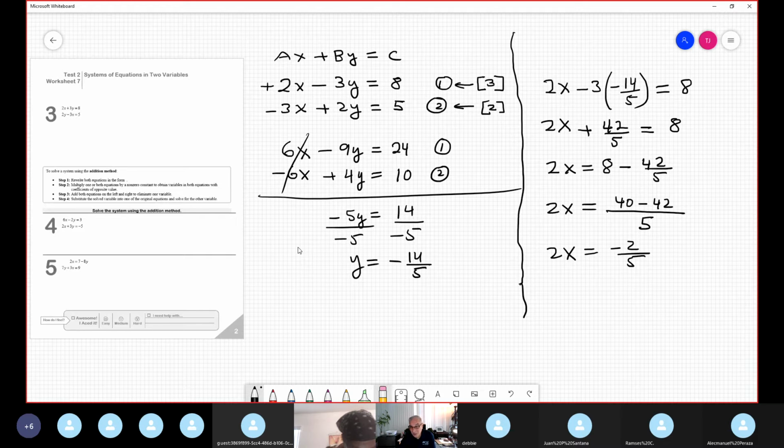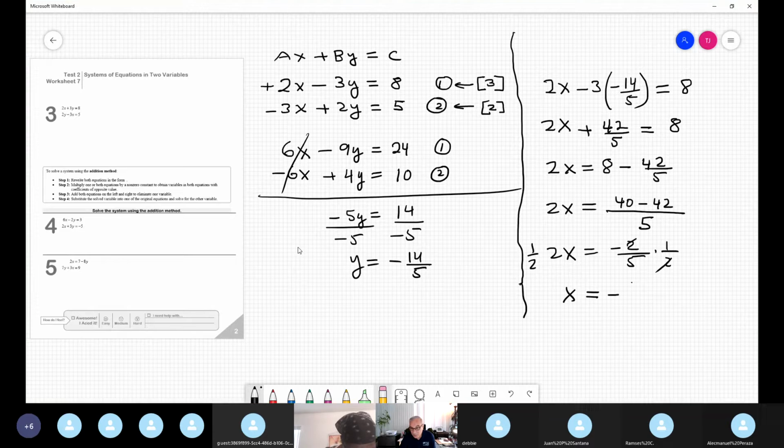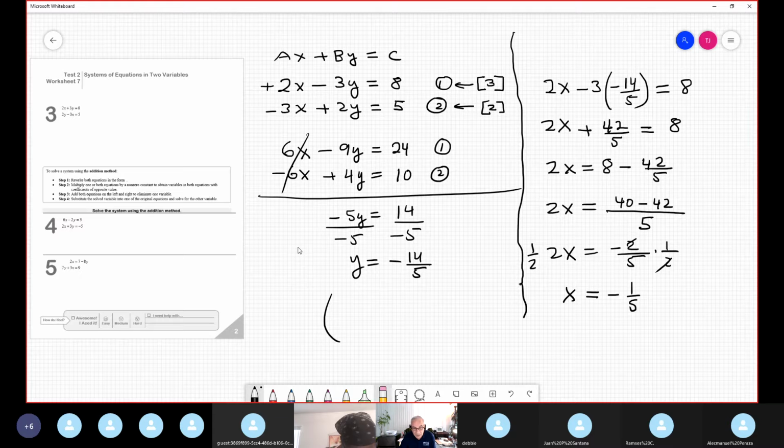or either way, multiply by its reciprocal, 1/2. 1/2 here, 1/2 here, multiplication. Because this is x, that was the intention, because I know that when you multiply any number times its reciprocal it is 1, and these two also cancel out. So it's negative 1/5. Okay, so the solution is the ordered pair negative 1/5, comma negative 14 over 5. Boom.